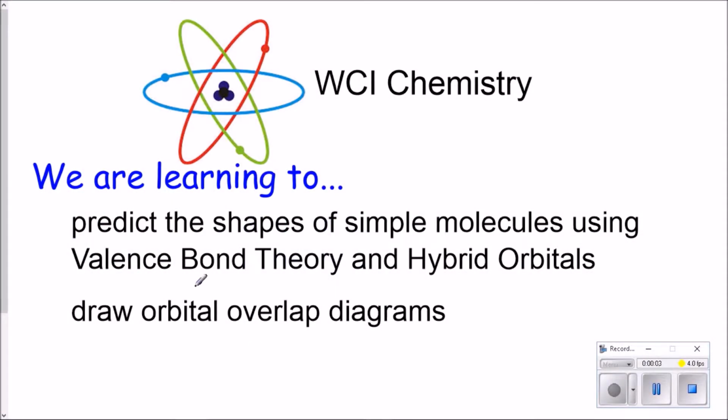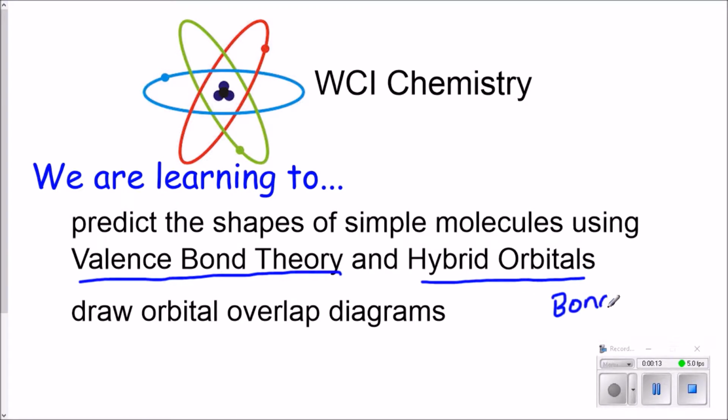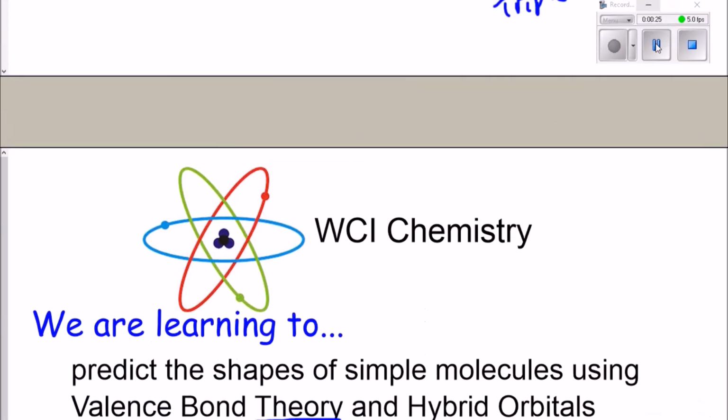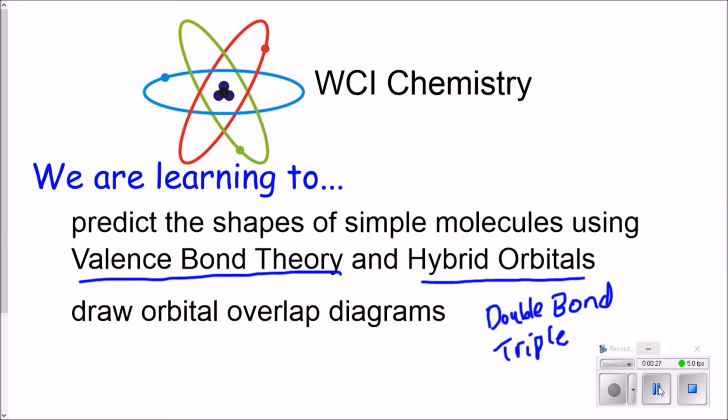Good day, grade 12 chemistry students. Today what we're learning about is valence bond theory and hybrid orbitals, how to draw orbital overlap diagrams. We're specifically learning about how this relates to double bonds and triple bonds in hybridization.